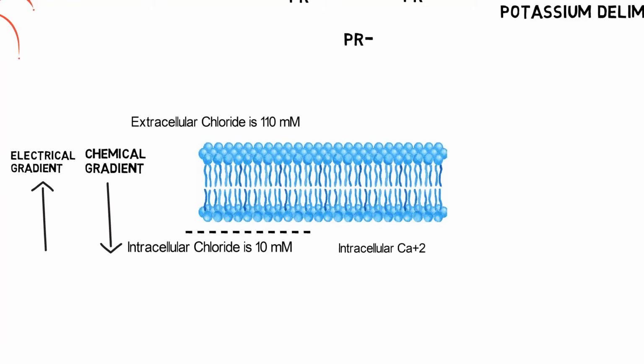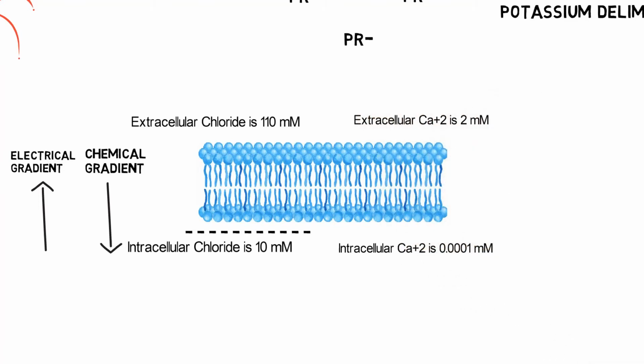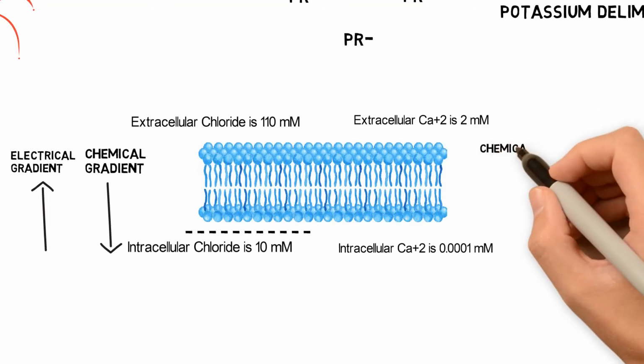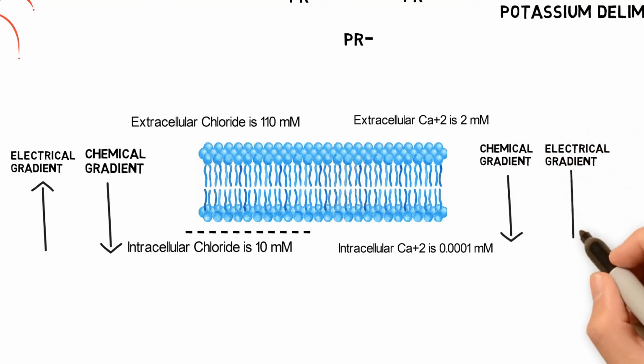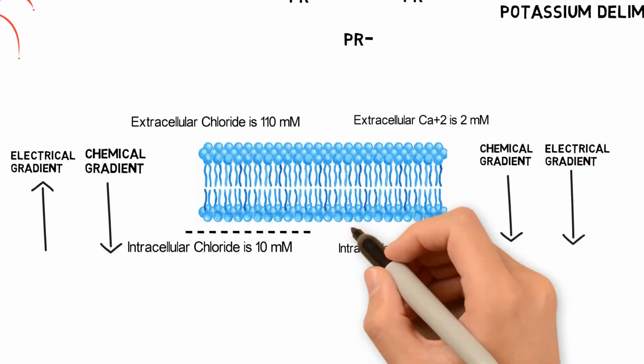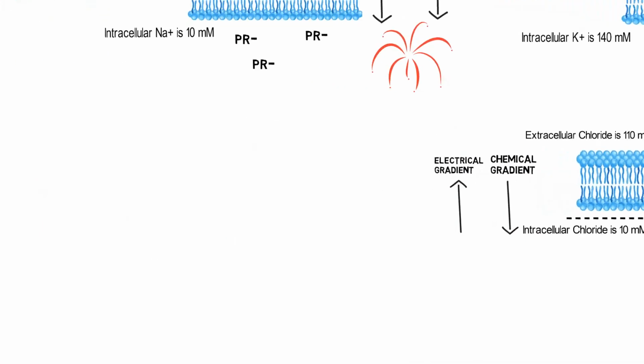Inside the cell, the calcium level is 0.0001 millimole, while outside the cell, the calcium level is 2 millimoles, which is a huge gradient. The membrane is not permeable to calcium. When the voltage-gated calcium channels open, the calcium wants to move into the cell down both its chemical and electrical gradient. This influx of calcium will depolarize the membrane locally.